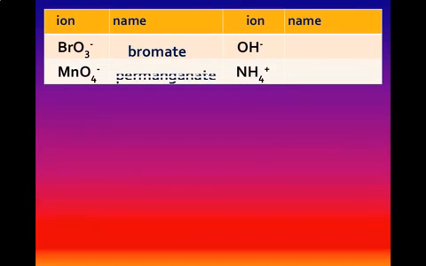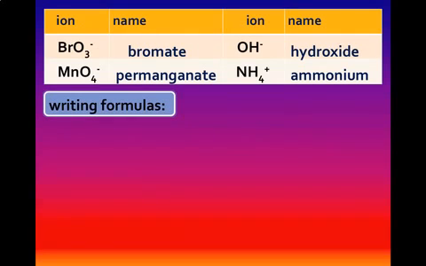Next we have bromate and permanganate, and these last two are very, very common. You'll definitely want to know these. OH is hydroxide, and NH4 is the only positive one we're going to worry about, and that's ammonium. Remember, NH3 was ammonia. This is ammonium.